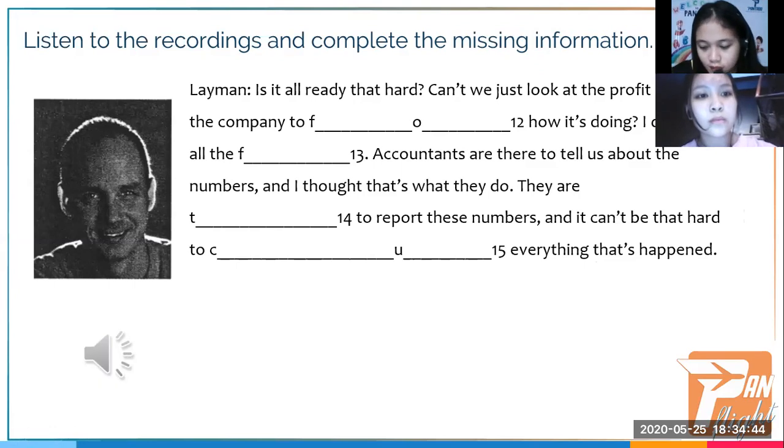Layman. Is it all really that hard? Can't we just look at the profit or loss of the company to find out how it's doing? I don't see all the fuss. Accountants are there to tell us about the numbers, and I thought that's what they do. They are trained to report these numbers, and it can't be that hard to count up everything that's happened.